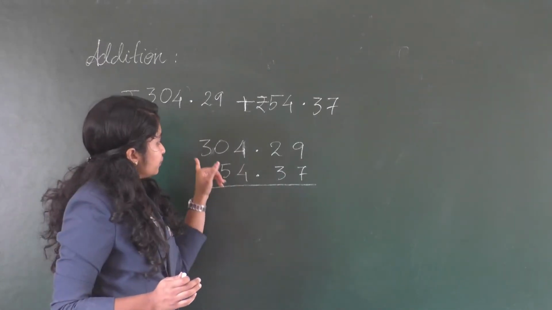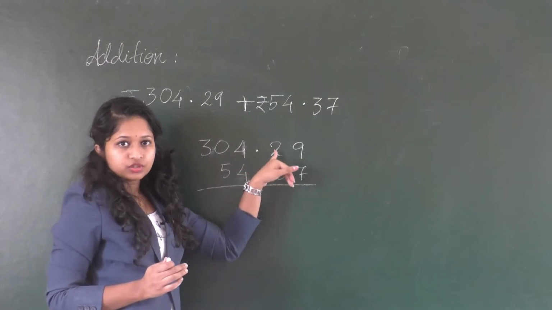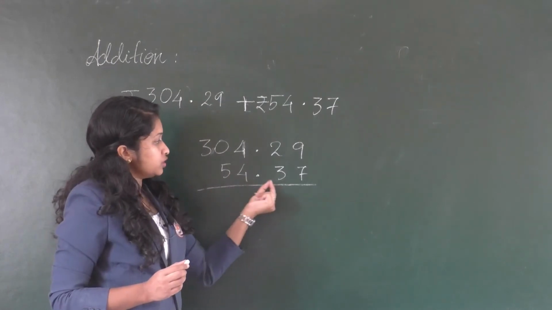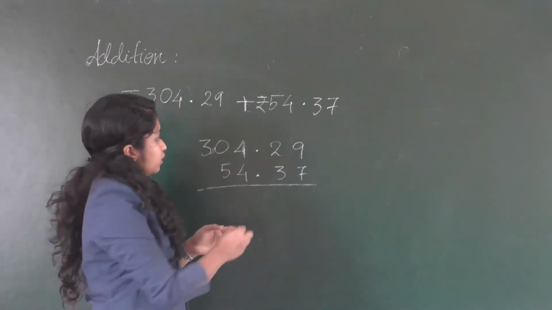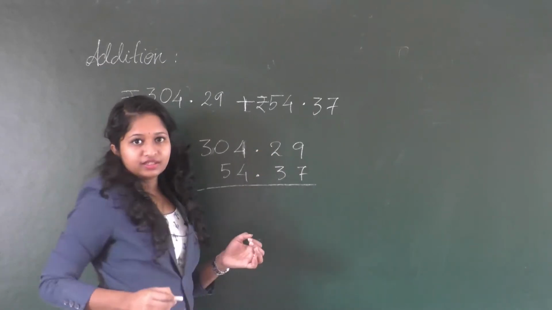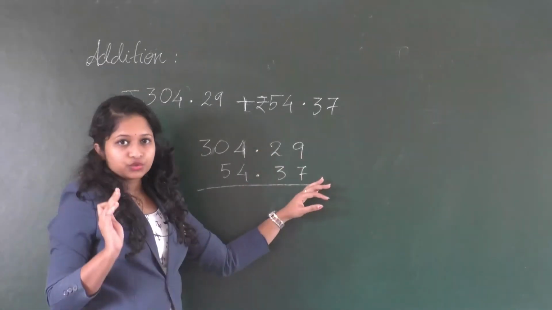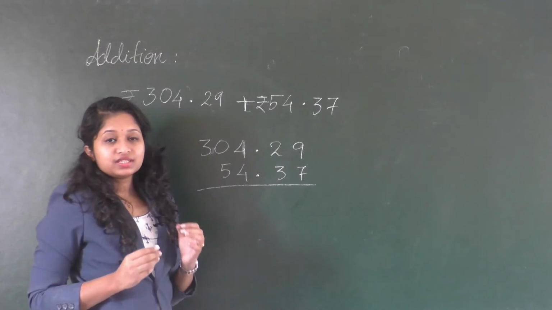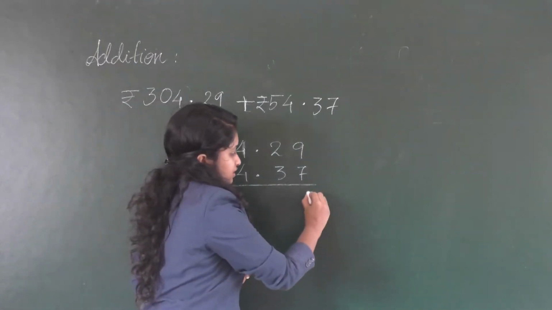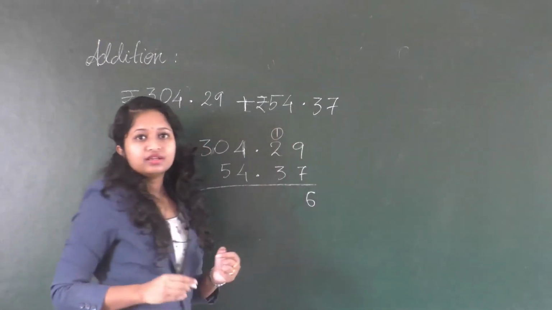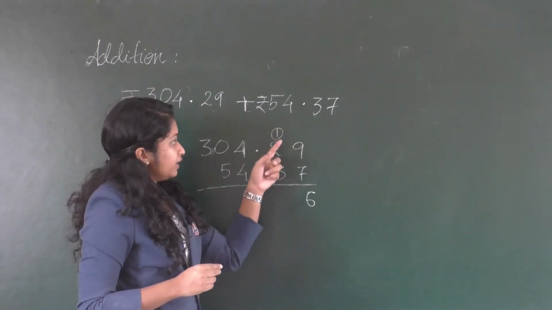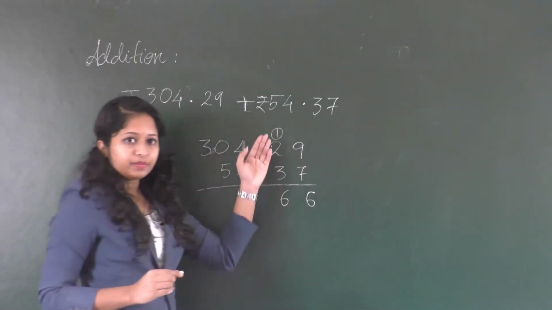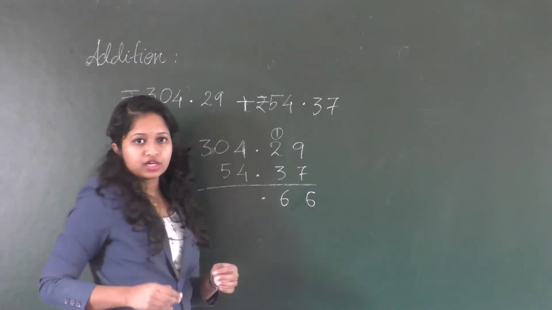Here I have 304.29. Now the second number is 54.37, isn't it? Now place the point in a straight line here. Now let's start to add. Start from here. What is 9 plus 7? It is 16. So write 6 here and 1 as carry. Again add 1 plus 2, 3, 3 plus 3, 6, and place the point in a straight line down.